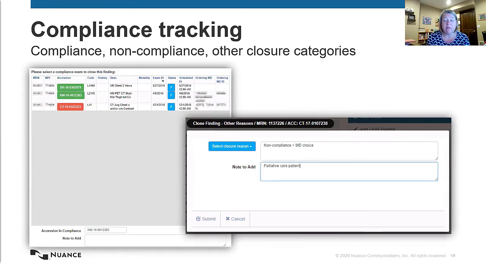It could have been the physician's choice, as in this example, that they were a palliative care patient and therefore this particular follow-up exam was unnecessary. You can track things with a closure reason that they actually had that imaging done at another location, or they had a different imaging study done that satisfied the requirement. So from a tracking and compliance perspective, the goal would be to always have a reason: either you made sure that patient came back, or you've documented why they didn't have that exam done.